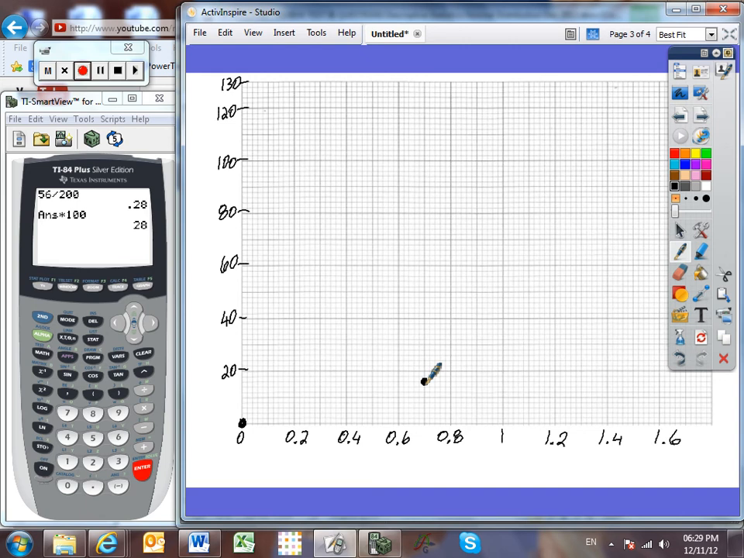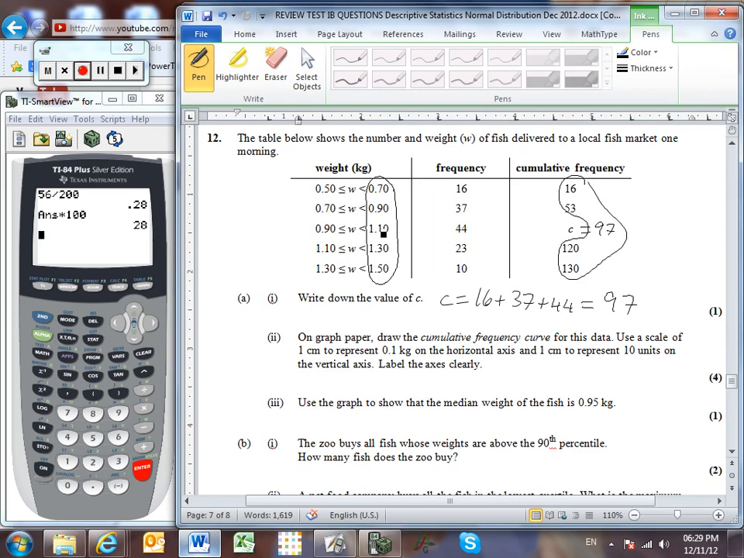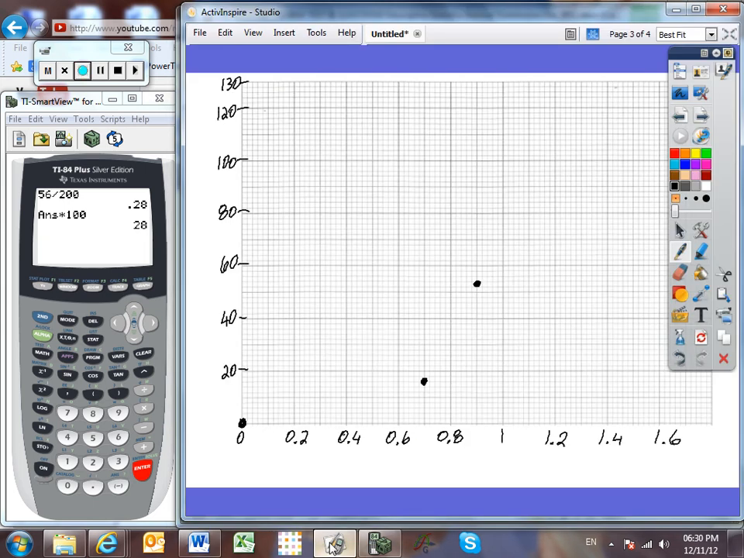And then 0.9 was the next right endpoint. And at that point I was at 53. So there's 53 right here. Let me look at the next pair. When I reach 1.1, I'm at 97, and my last two are at 120 and 130. So 97, 120, and 130. So at 1.1, I'm at 97. At 1.3, I'm at 120. And at 1.5, I'm at 130.